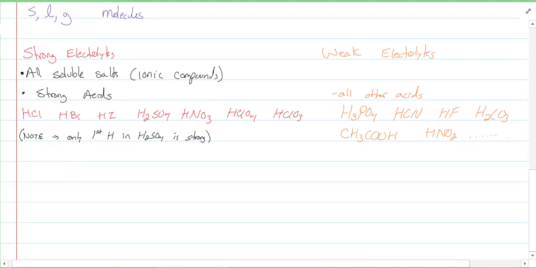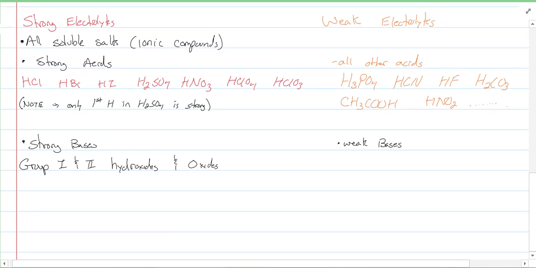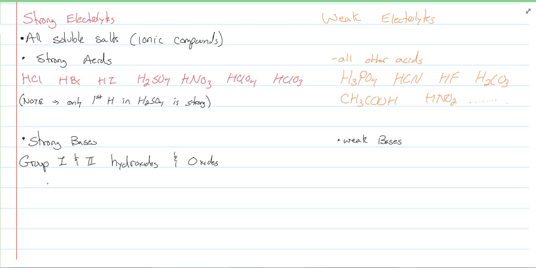Next thing, strong electrolytes would be strong bases. And we've got, of course, weak bases. So strong bases, at this point, we're going to have our group 1 and 2 hydroxides and oxides. So a little foreshadowing, strong bases would be OH minus, O2 minus, and S2 minus. Those are our three species that are going to be strong bases in this course.